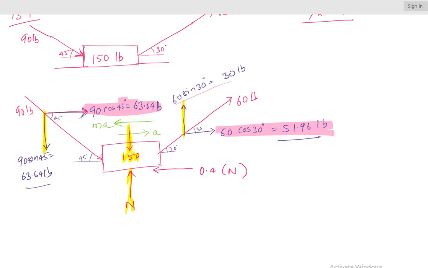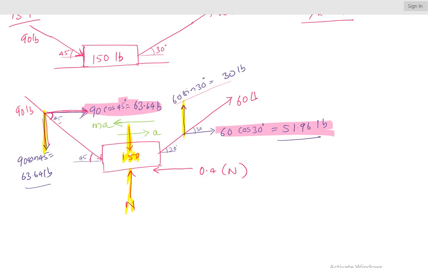In the same way, this force is acting down and to the right, so its components would be down and to the right. The angle is given as 45 degrees. If this is 45, this is going to be 45. So the horizontal component is 90 times cosine of 45 degrees, and the vertical component would be 90 times sine of 45.